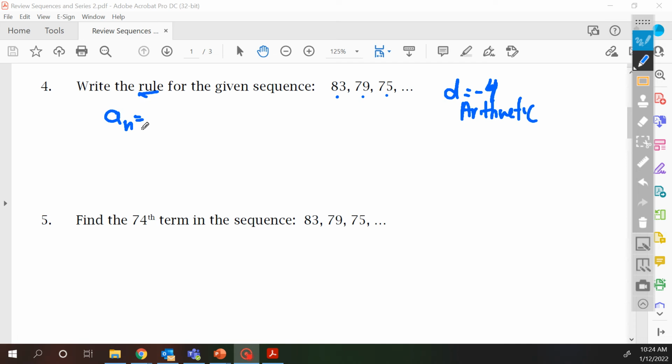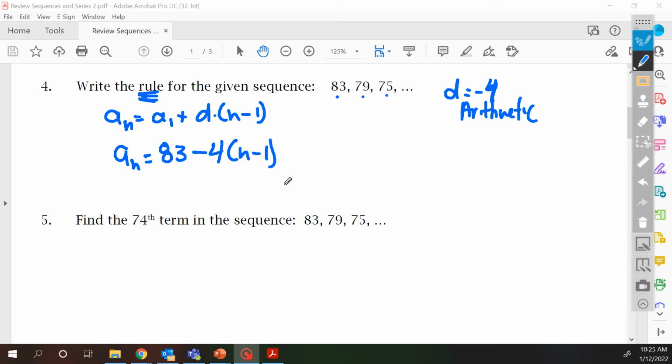The formula for arithmetic is that the nth term is the first term plus the difference times n minus 1. And we want the general rule for this, so that means it can be used to find any term. So we're going to substitute into this the first term, which is 83, and the difference is negative, so it's going to be minus 4, times n minus 1. Now this formula is fine as it is right now, it'll work, but I do want to simplify it.